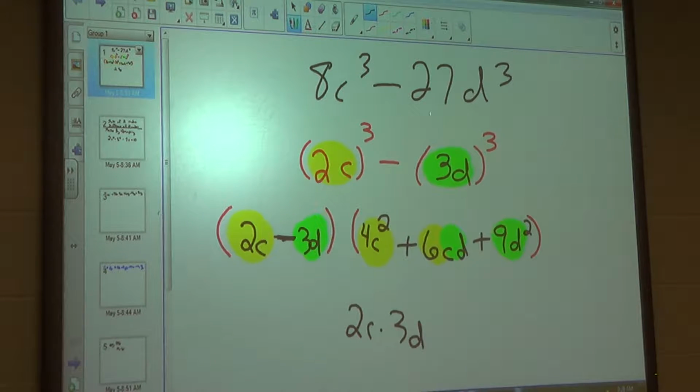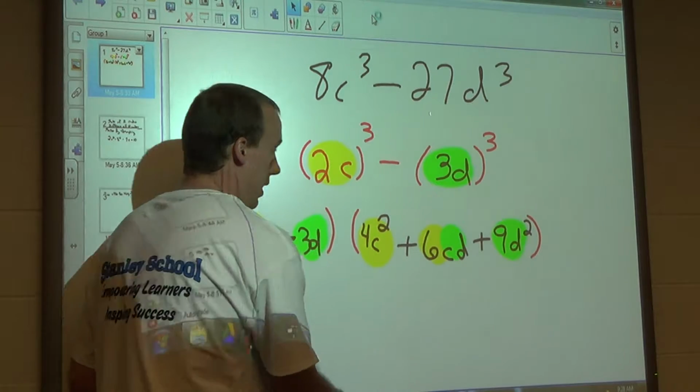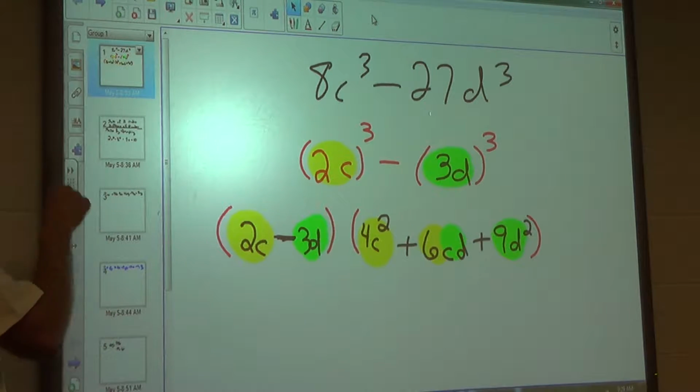Questions on that? Alright. And that right there would be my answer. So I'm done factoring. That's the difference of 2 cubes.